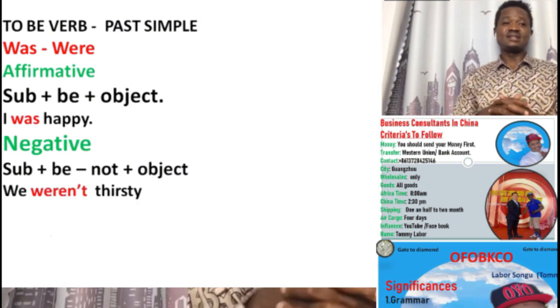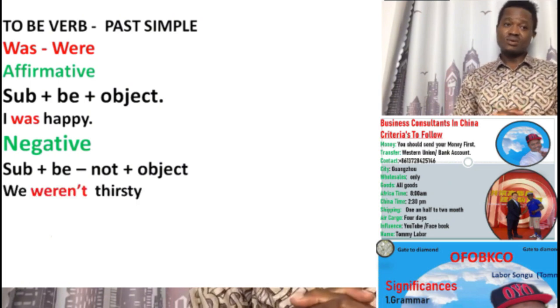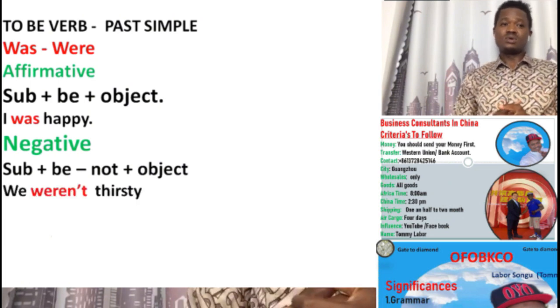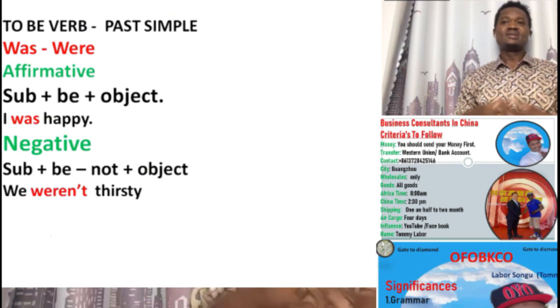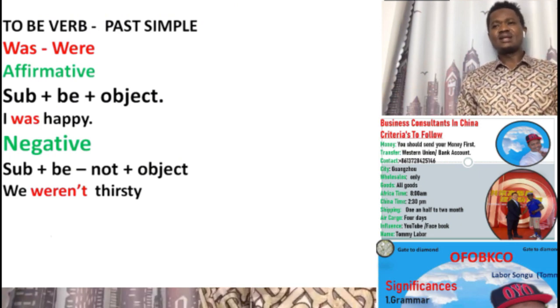Okay, say it in a structural way. It has to be: we were not thirsty. So the contracted way is: we weren't thirsty. We weren't thirsty. All right. So this is a negative form.